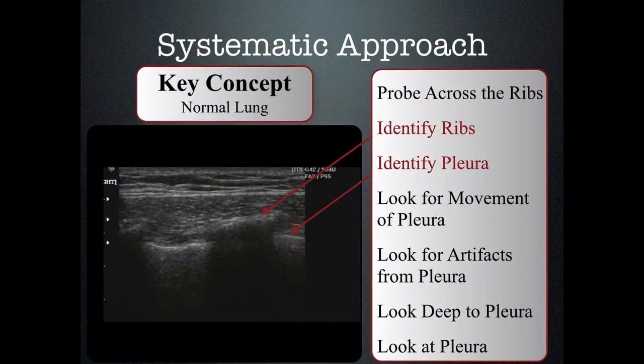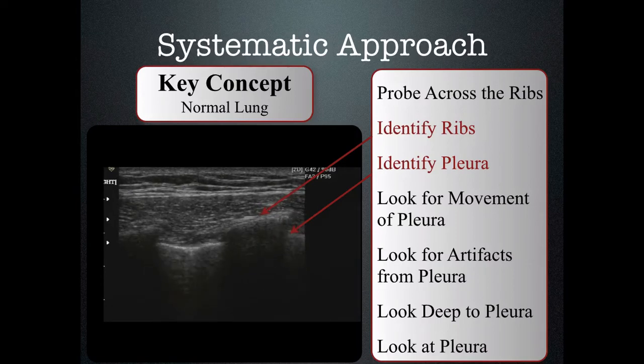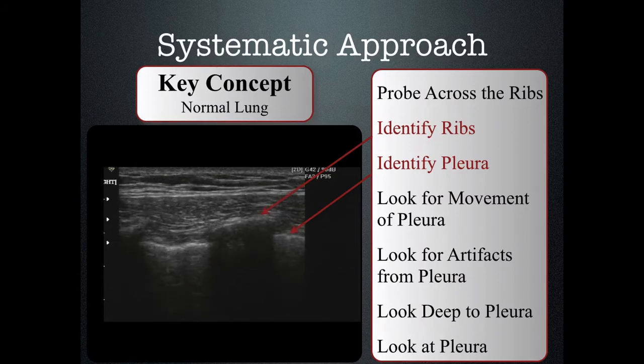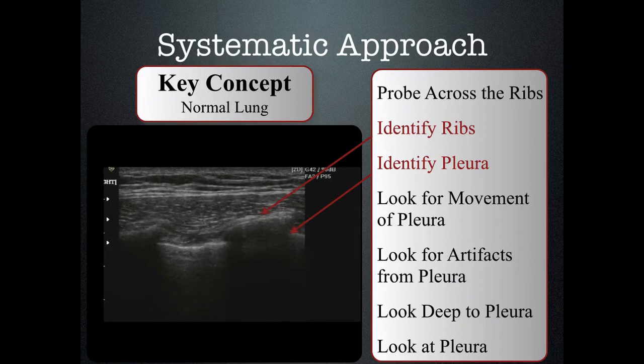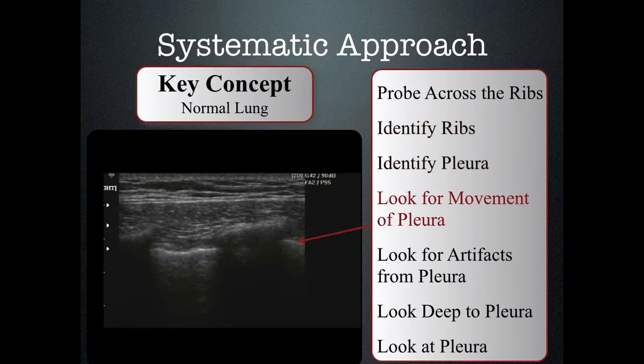And when we put our probe across the ribs, as we see here, we can identify the rib. Once we identify the rib, we can identify the pleura. The pleura is always just deep to the rib, and it is always easily seen in this cross-sectional image of the rib. If you had your probe turned long to the ribs and could not see them, you would not be able to tell which layer was the pleural layer, particularly when the lungs are abnormal. Once we've identified the rib in cross-section and then identified the pleura, we look for movement of the pleura.